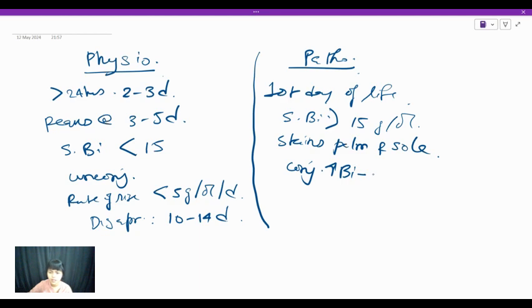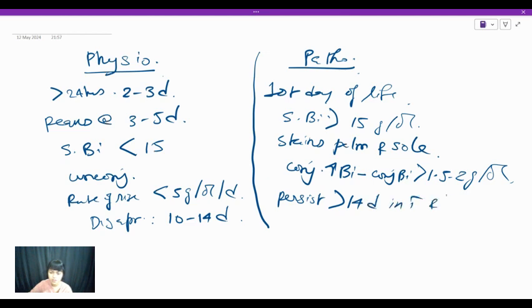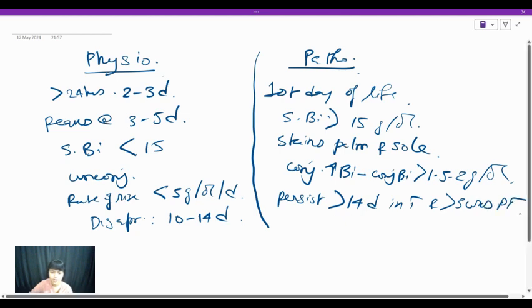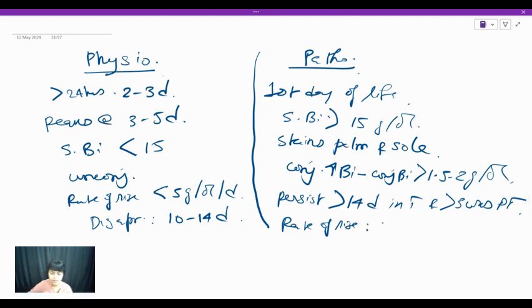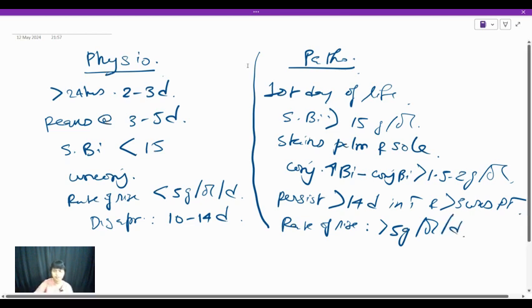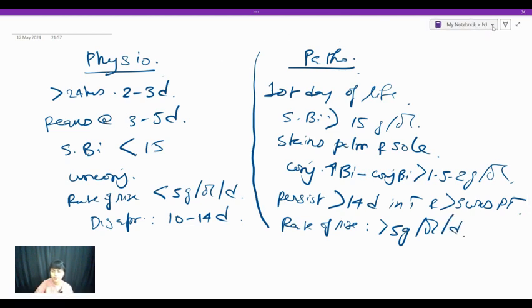So what do you mean by that? If the amount of conjugated bilirubin is more than 1.5 to 2 gram per dl. Okay, and this will persist longer, of course, more than 14 days in term and more than 3 weeks or 21 days in preterm, right? And the rate of rise is, yes, it is more than 5 gram per dl per day. Clear?